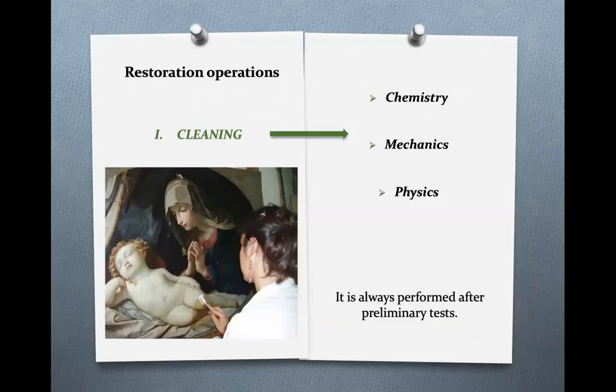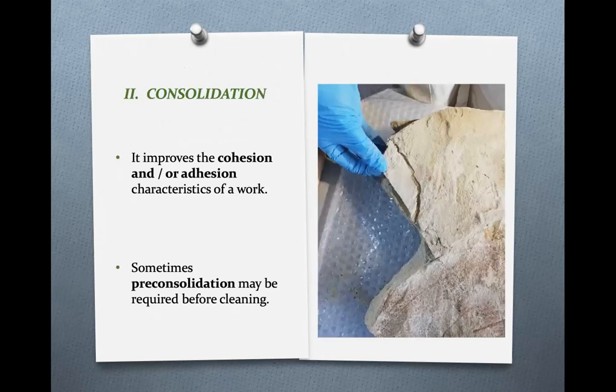Okay, when we talk about restoration, we talk about a lot of operations that we can do, but actually the more important operations are the first, the cleaning that we can do in a chemical way, so with specific chemical substances to remove some noxious substances on artwork, or in a mechanic way, or in a physic way, like with laser. And actually, before we clean an artwork, we have to do preliminary tests to understand the better way to clean an artwork.